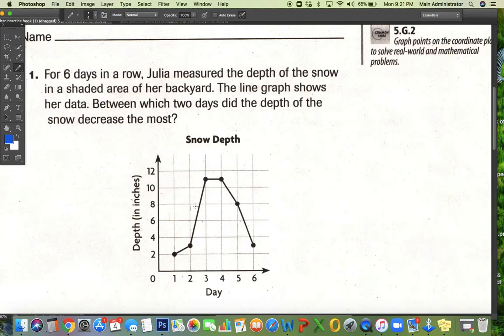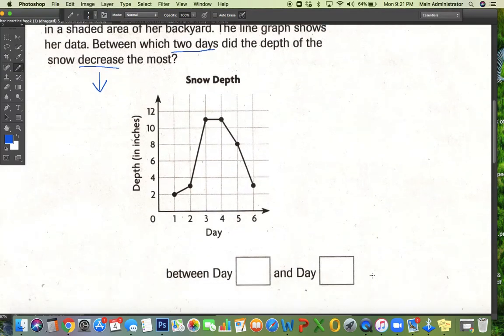There were 6 days in a row that Julia measured the depth of snow in a shaded area in her backyard. And we have to find between which 2 days did the depth of the snow decrease, go down. Someone look for something when it decreased, it went down. Let's take a look. This is going up, this is not going anywhere, and this is going down.